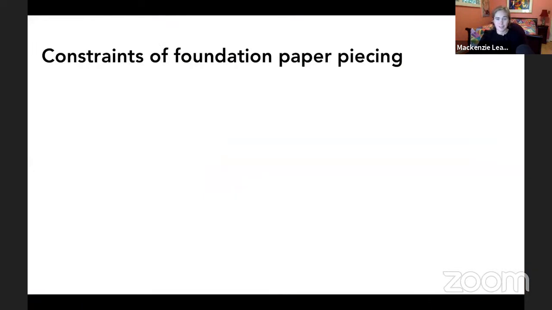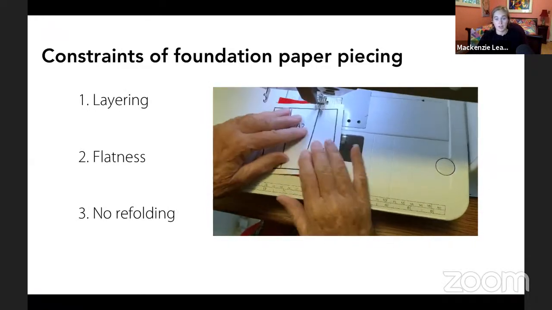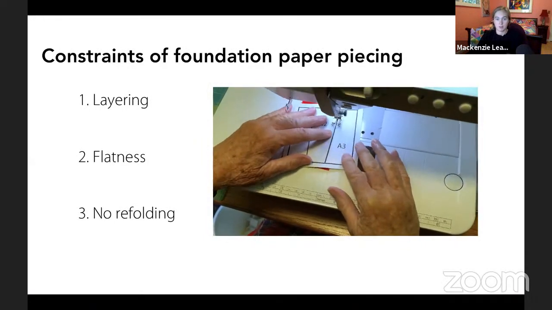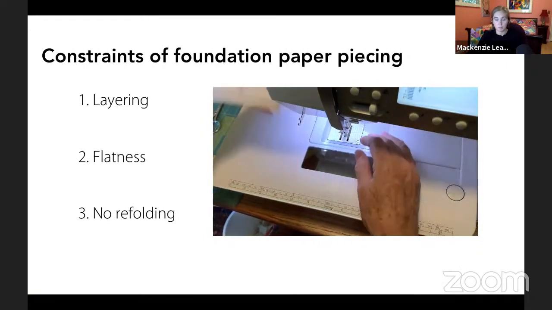So while the process I described led to a precise design, it has some constraints. So these constraints include proper layering, flatness, and no refolding. And so if I layer the fabrics in the way that I described previously, the stitching and seam allowances are hidden and the fabrics are properly oriented in the end. So for example, here, the red piece is sewn on top of the green piece properly, and this will lead to a smooth finished seam. I keep the paper and fabrics flat and do not refold any of the fabrics once they are sewn.